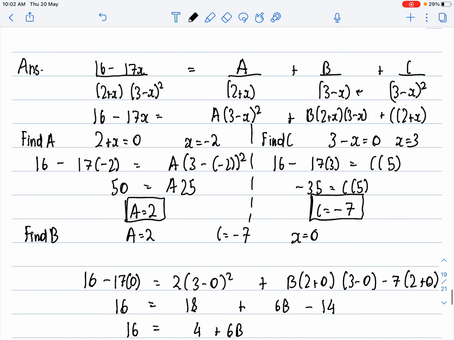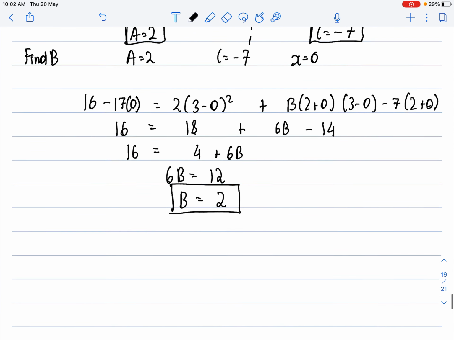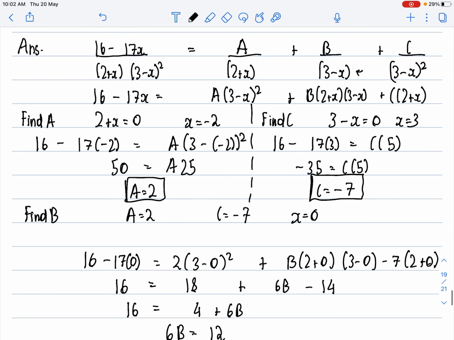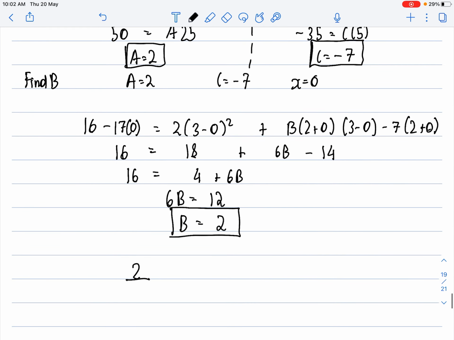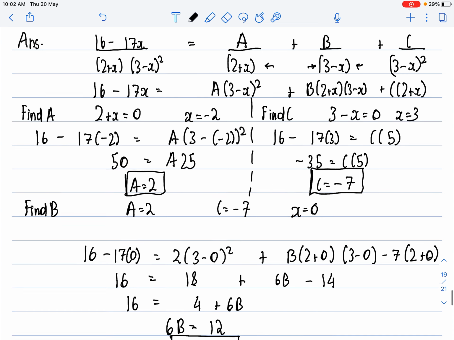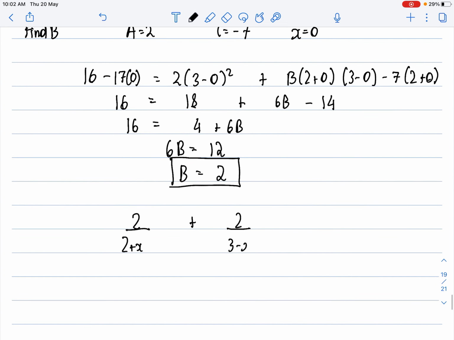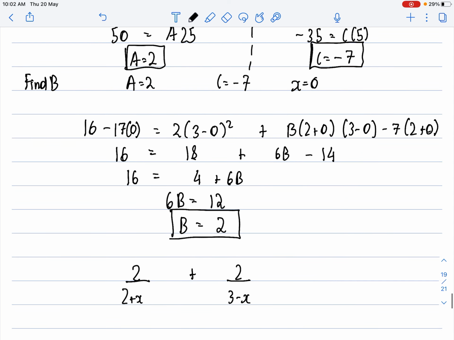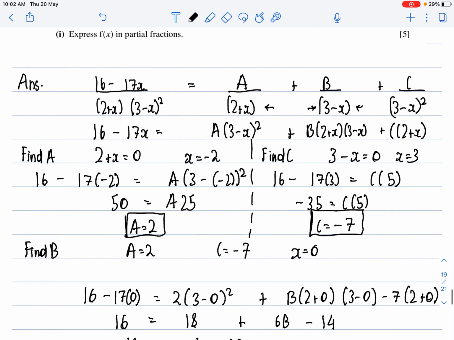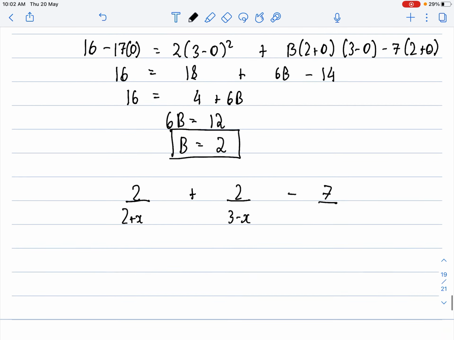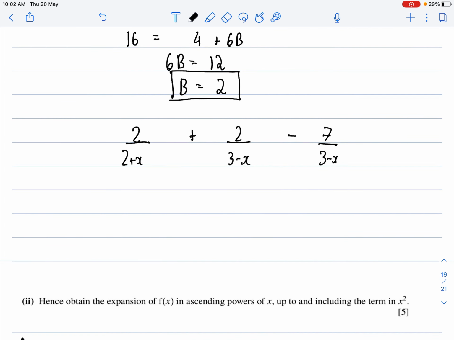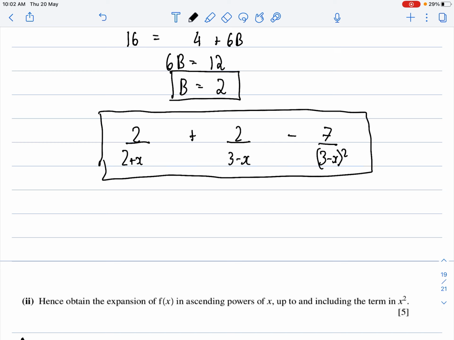Got it? So now to write this in the partial fraction form, I can basically write this as 2 over 2 plus x as it is, plus 2 over 3 minus x as it is, then minus 7 over 3 minus x the whole square. Okay, so when you get this, this is basically f of x in the partial fraction form.